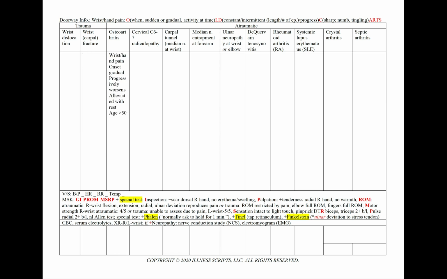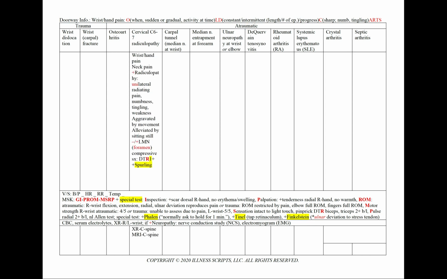In osteoarthritis, we'll see wrist pain, an onset that's now more gradual but progressively worsening, and classically it will be alleviated with rest and seen in an older patient. In a cervical radiculopathy, we'll find wrist pain and now with neck pain as well, producing a radiculopathy, for example, from a herniated disc. And we'll see unilateral radiating pain, numbness, tingling, or motor weakness.